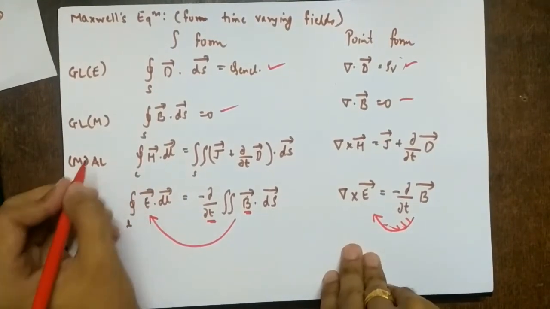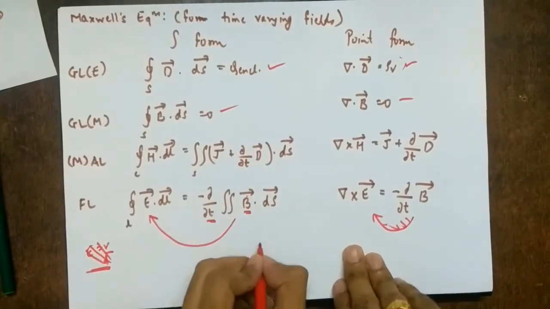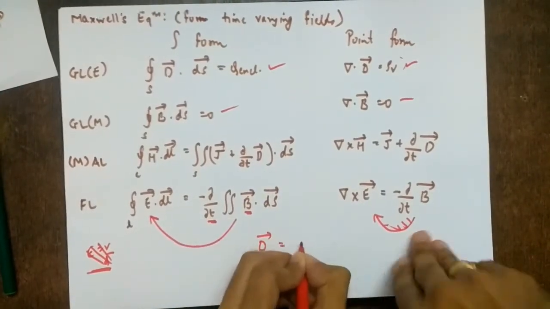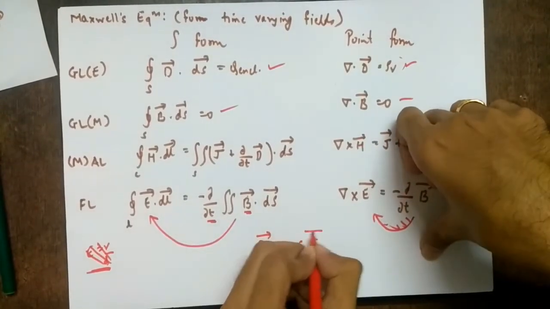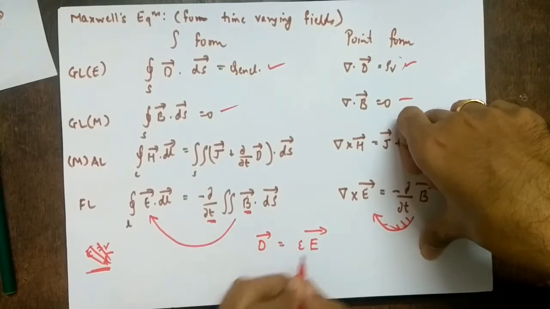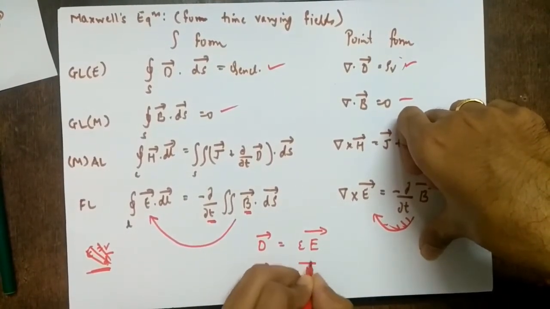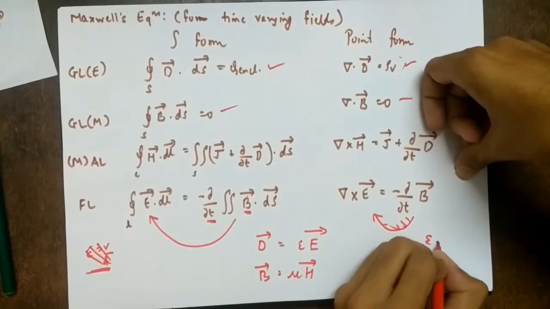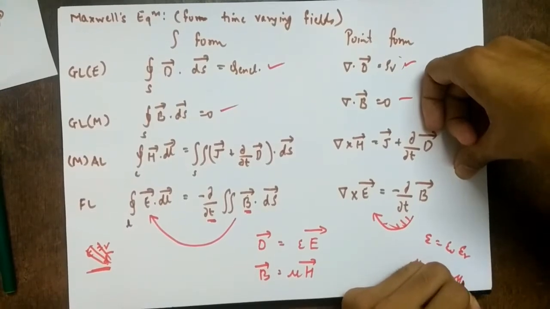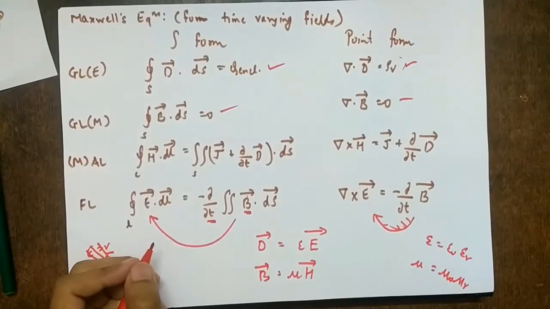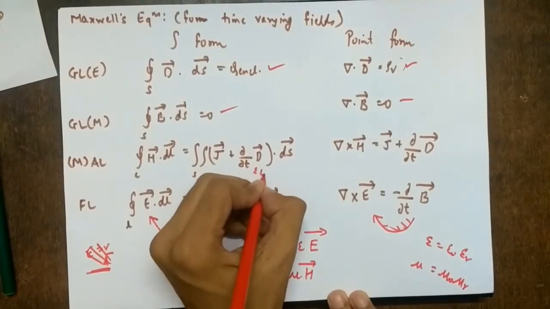Now let's come to the modified Ampere's law. What is this D vector? I don't remember whether I have given these equations, so there are two further equations. D vector is epsilon E vector, and B vector is mu H vector. Then I have already told you epsilon is epsilon 0 epsilon r, and mu is mu 0 mu r. For that you can see the previous videos. So D is epsilon E vector, and I can write this as epsilon E vector.